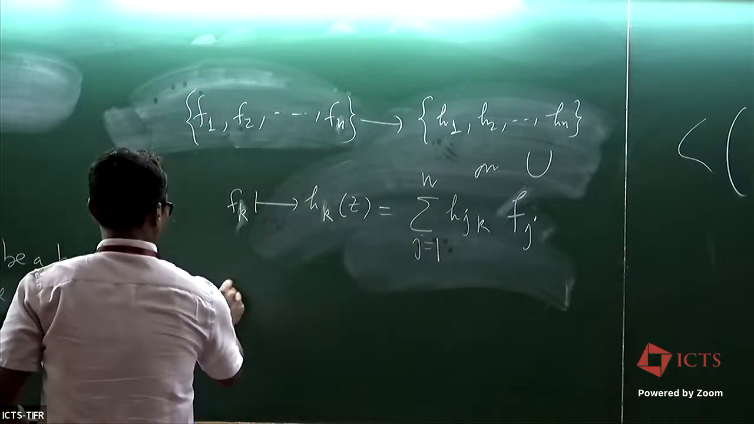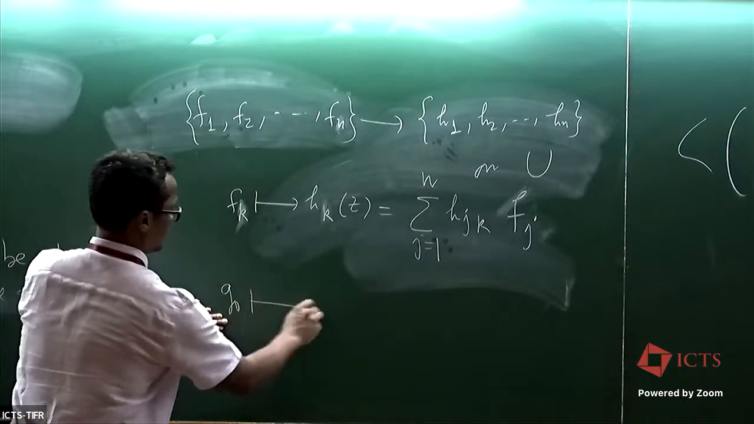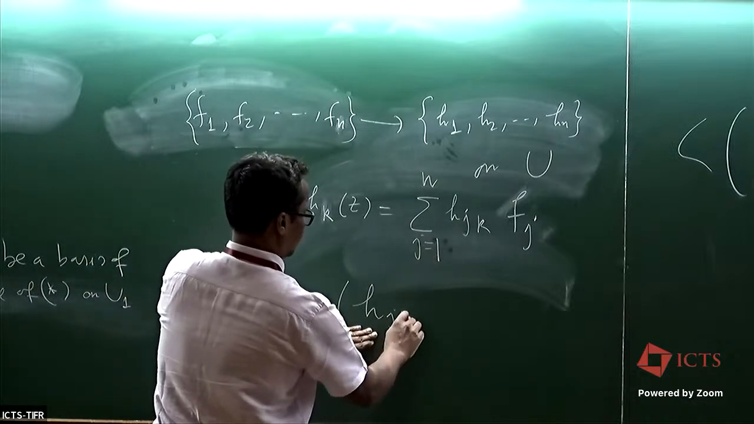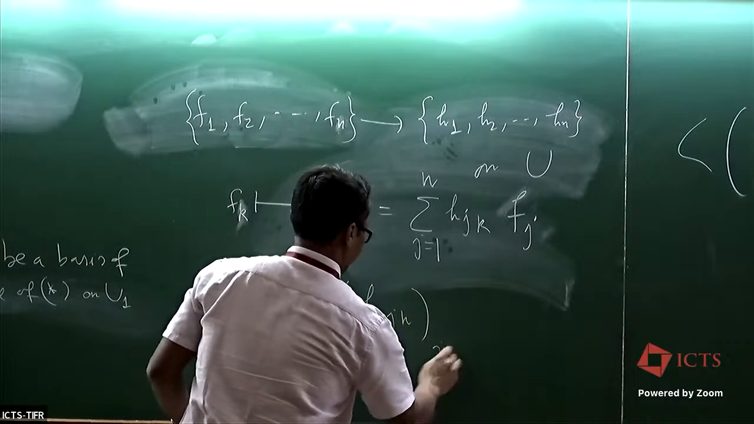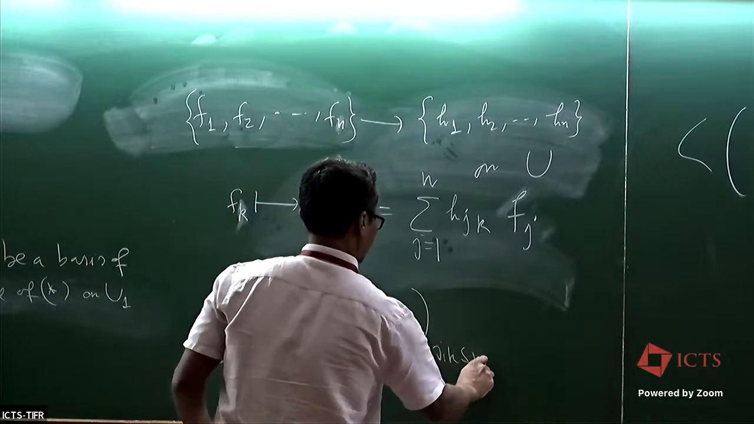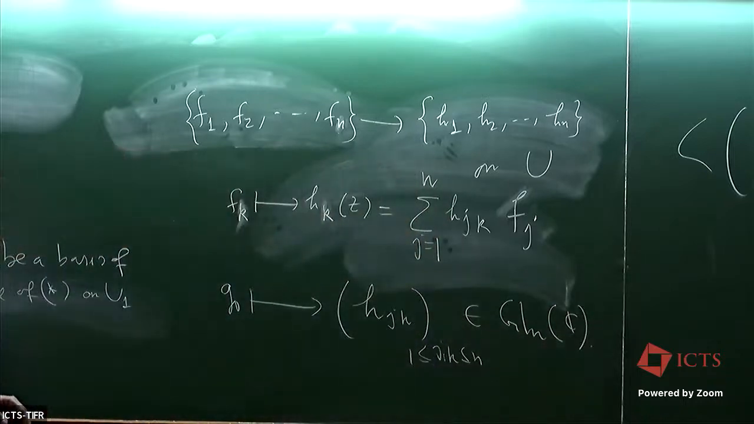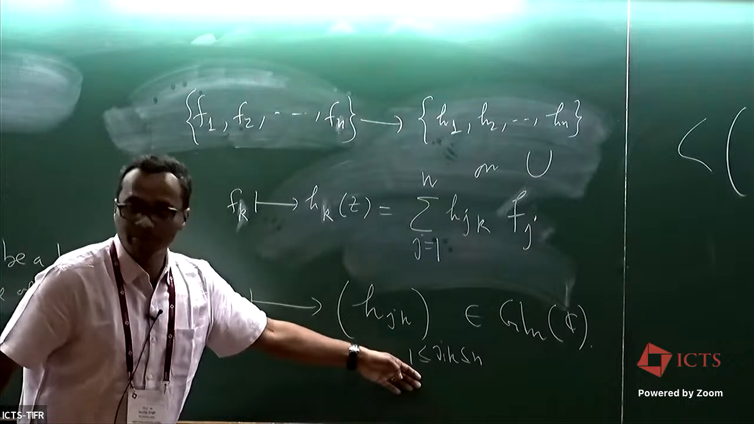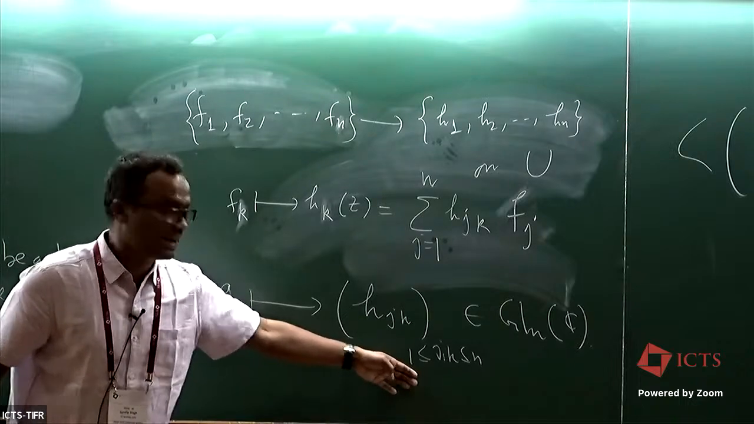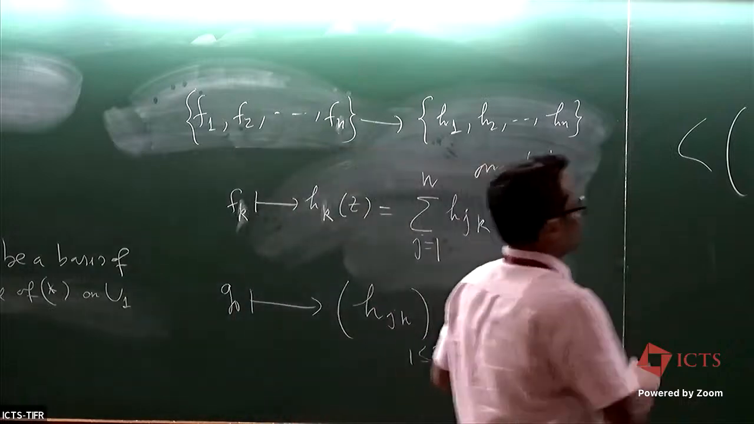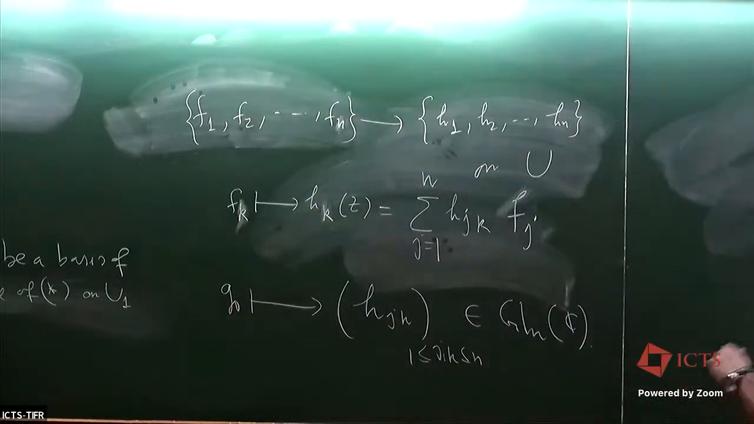So this is how I am able to send the generator g0 to the corresponding n×n matrix that I'm writing here as h_{jk}. Of course, j, k take values between 1 and n, and this is a matrix in GL_n(C). Similarly, g1 and g∞ can also be mapped to n×n matrices in GL_n(C). So this is how I get a representation of π1 inside GL_n(C).